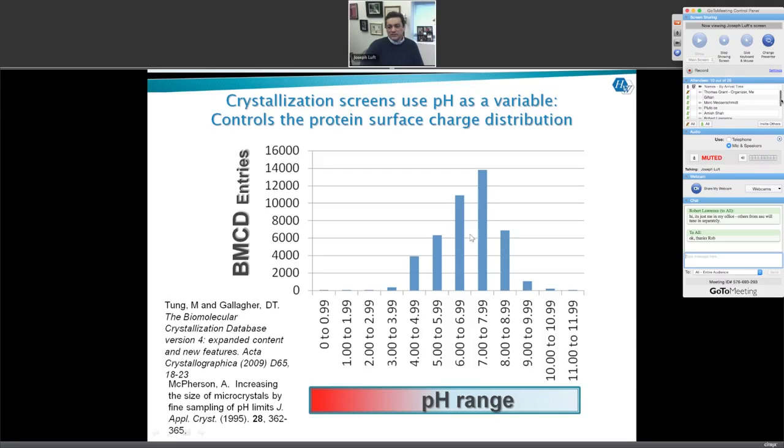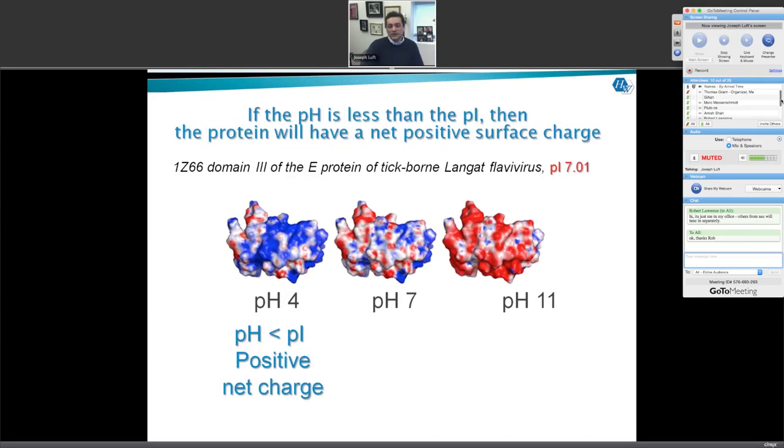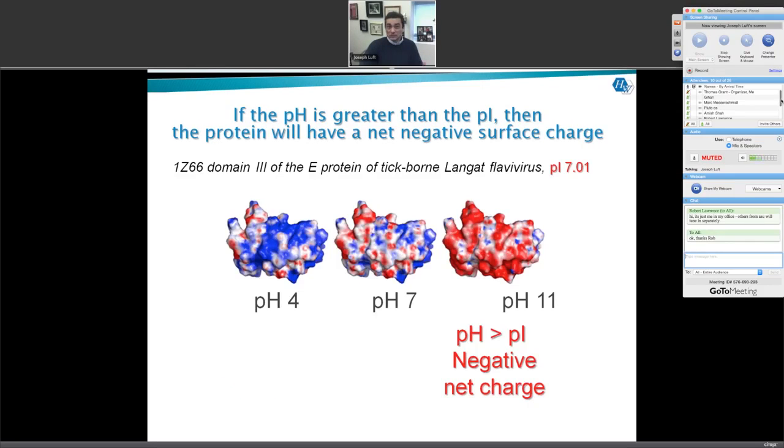So this is just a distribution of the pHs that have been used to crystallize proteins that are in the biomolecular crystallization database. And just to give you a concrete idea of how pH can affect protein solubility, if the pH of the solution is less than the pI of the protein, you're going to have a positive net charge on the surface of the protein. If the pH of the solution is higher than the pI of the protein, you're going to have a negative net charge on the surface of the protein.